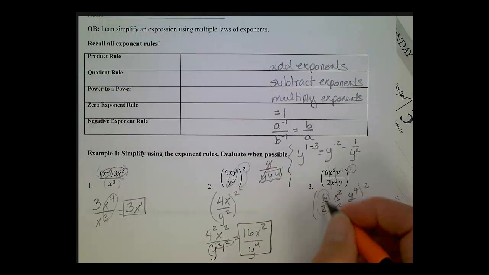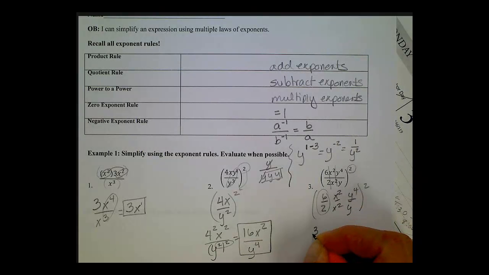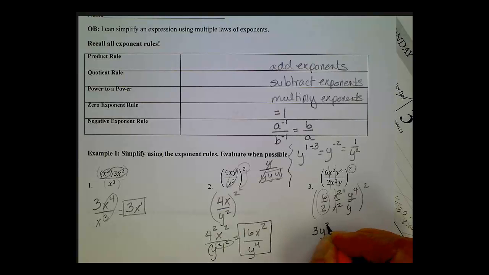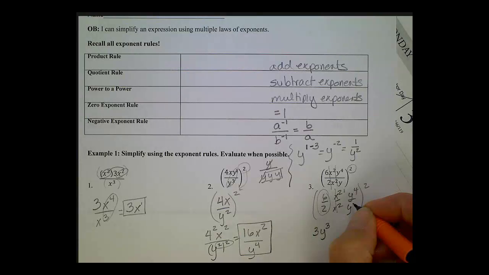Okay, 6 over 2 can be simplified to 3. X squared over x squared can be simplified to 1. And y to the 4th over y, depending on how you look at it, is going to leave you with y to the 3rd on top. You can pretend there's a 1 here and do the math, and the exponent for the quotient rule of 4 minus 1 is 3, or you can think back, you've got 4 y's on top, 1 y on the bottom. That leaves me with 3 y's on top.